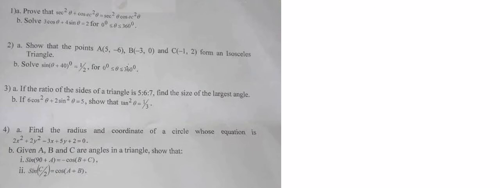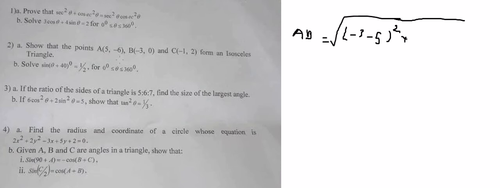Now let's go to the second one. Show that the points A, B, C form an isosceles triangle. Isosceles means AB, BC, and AC have the same length. So we need to find AB. So we have negative 3 minus 5 to the power of 2, 0 minus 6, you get positive. So the length in here we calculate is 10.